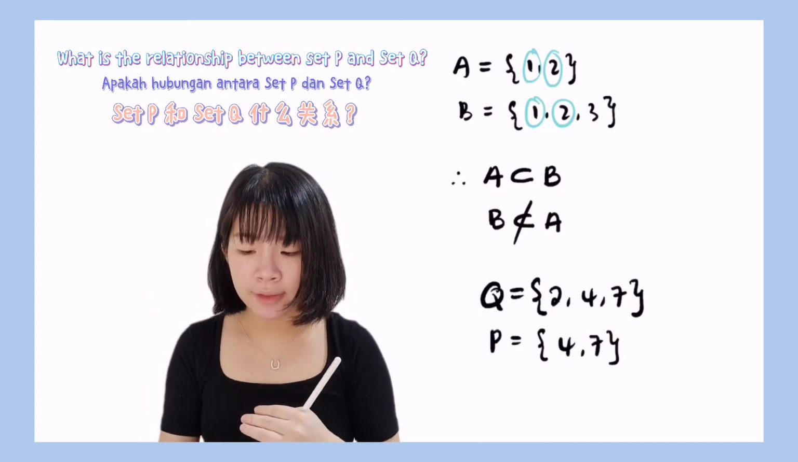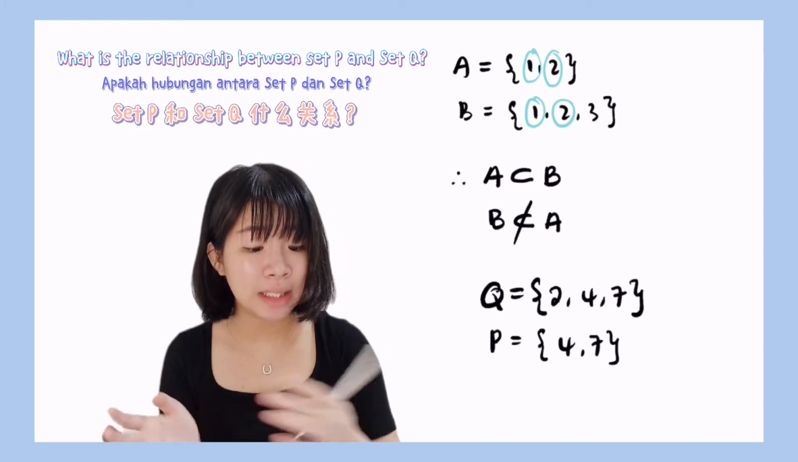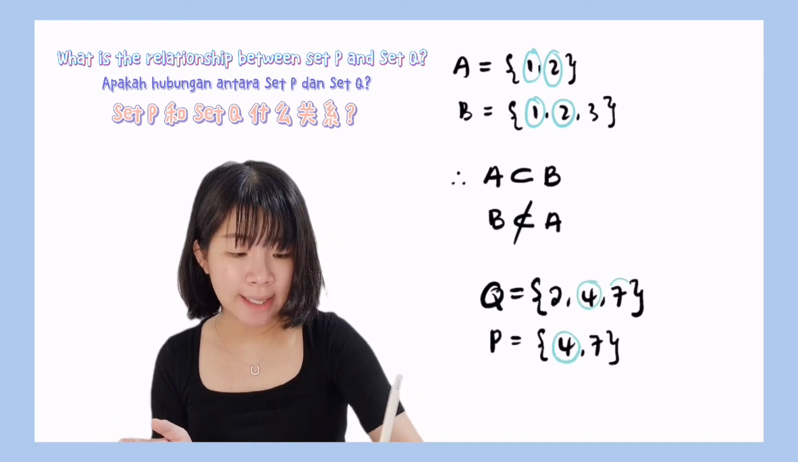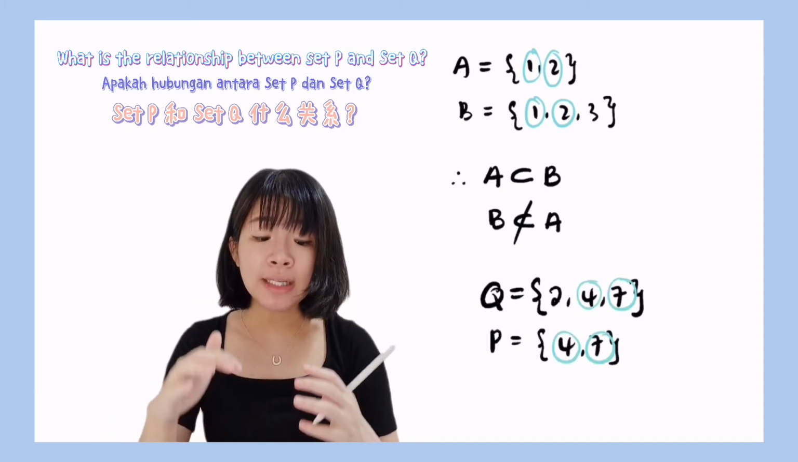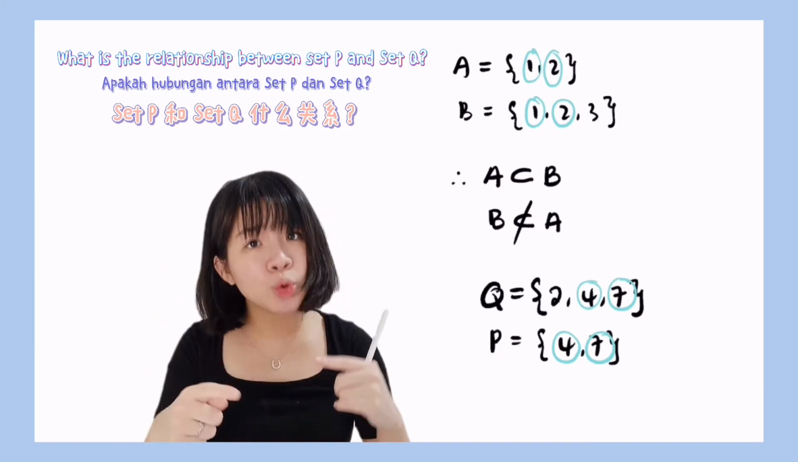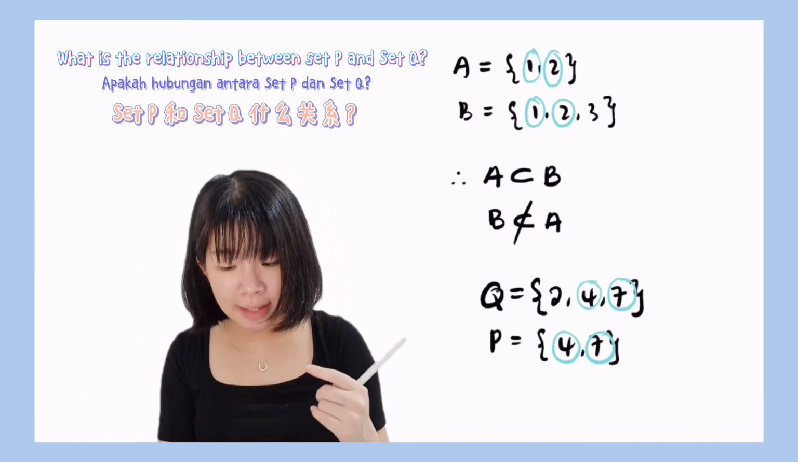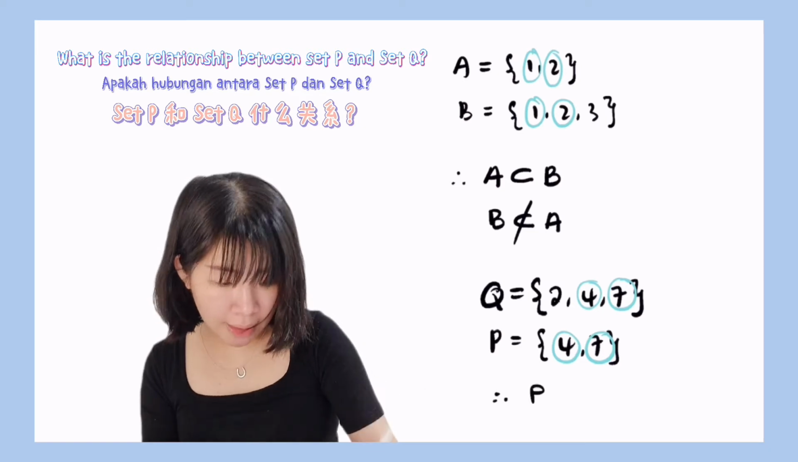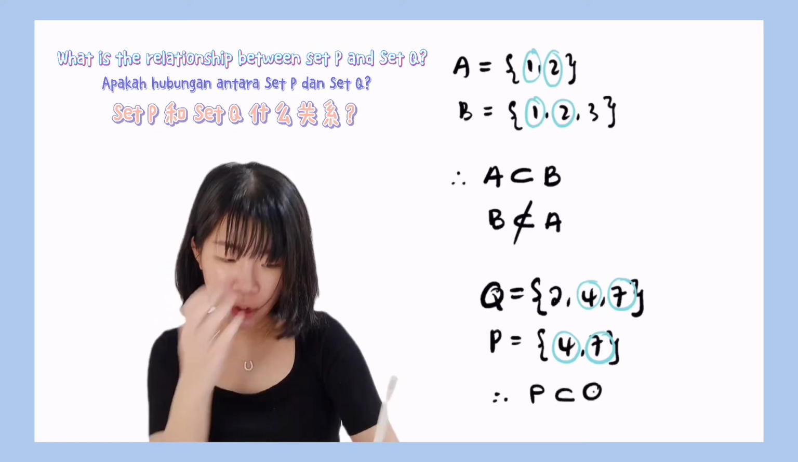Now, do you see they have some similar element inside? 4. This one 4. 7, 7. So everything that is in set P, 4, 7, can also be found in set Q. So we say that this relationship is P is a subset of Q.